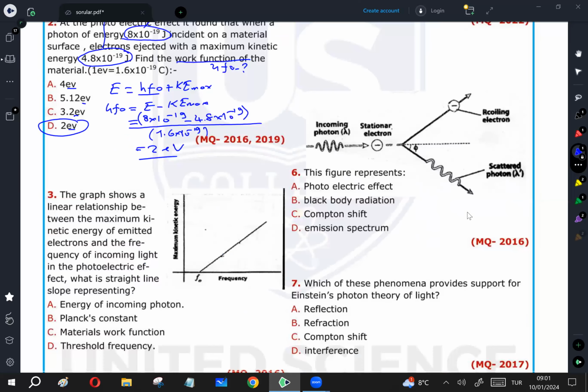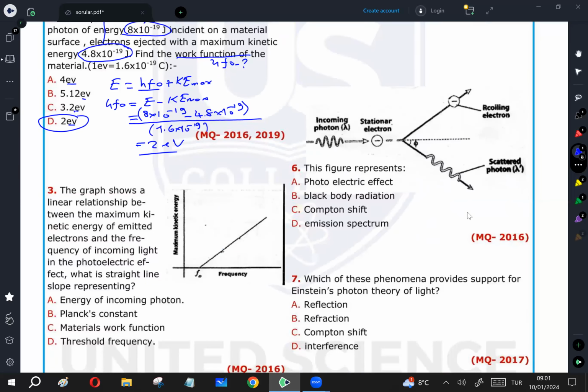The graph shows a linear relationship between the maximum kinetic energy of the emitted electrons and the frequency of the incoming light. So relation is linear. The graph is given. So what is the straight line slope representing? Remember, it was Planck constant. Planck constant is kinetic energy maximum divided by frequency, delta f it was. So that's why this slope is Planck's constant.